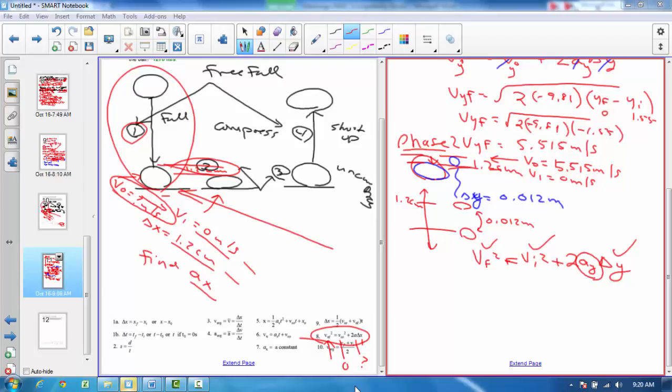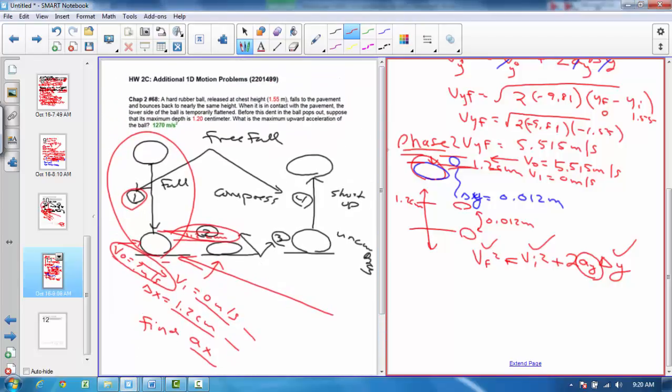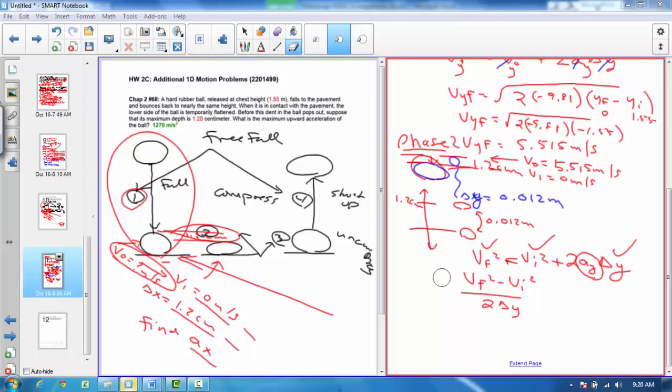You could use equations 5 and 6 and it would give you the time it takes to do this as well. I don't know if they ask for that. No, they only ask for the acceleration. You could use 5 and 6 and it would give you the acceleration as well as the time, but we only need the acceleration, so I'm going to use equation 8. So I'm just going to solve this for ay. So I have vf squared minus vi squared all over 2 delta y. That's going to give us our ay.